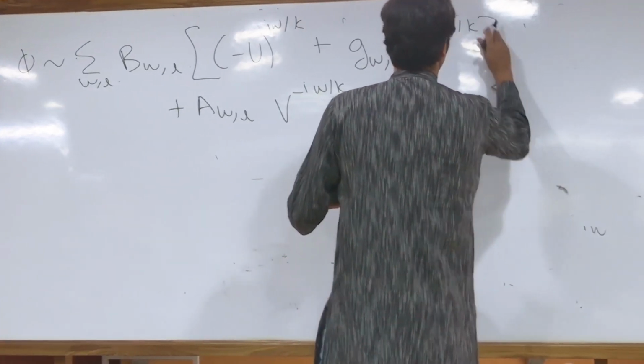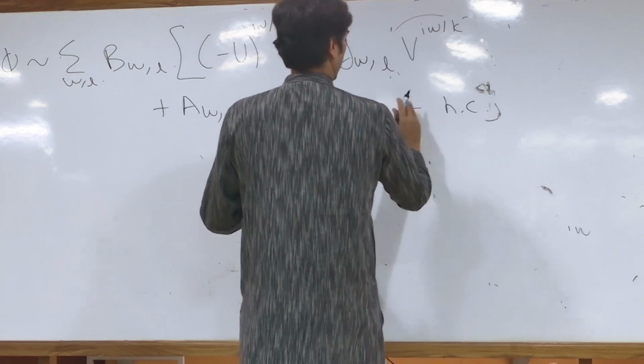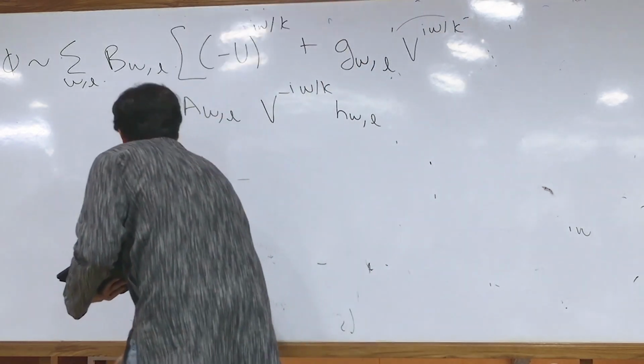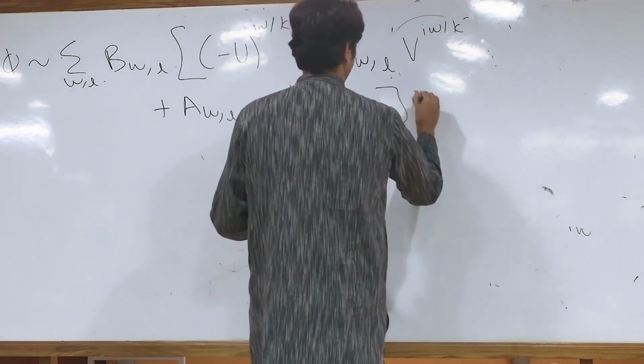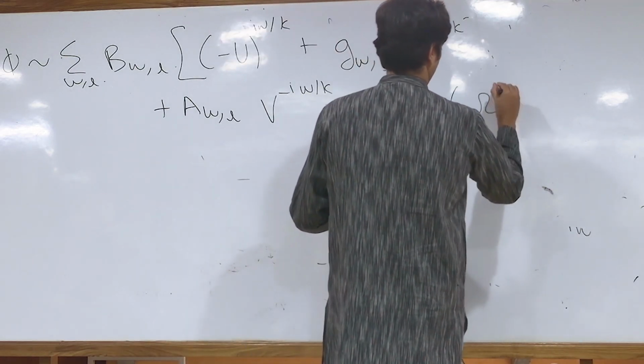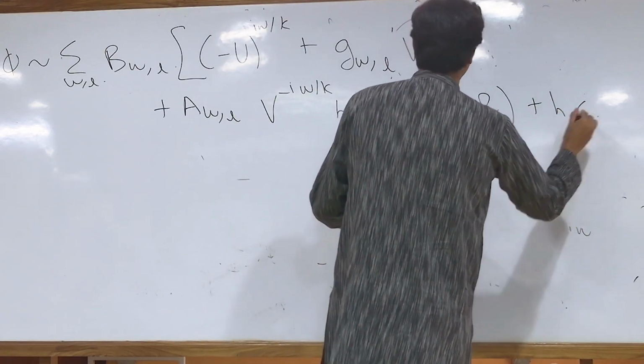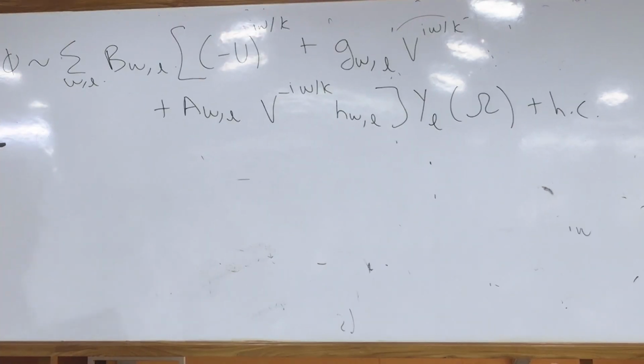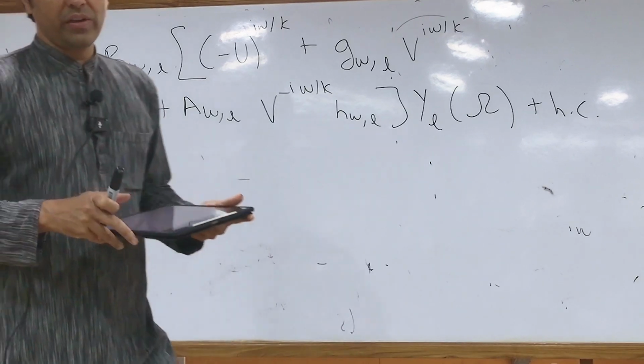Sorry, I should have written, there's a Y_l omega I forgot to write. And this whole part is now multiplied with some spherical harmonic, which was there as well, and then there's the Hermitian conjugate. So notice what's the interesting thing that's happening here.